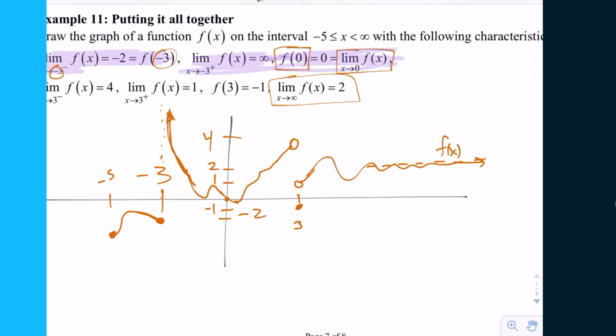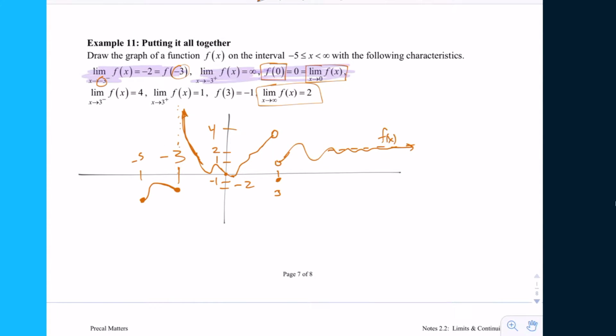Possibly. This would not be a very good multiple choice question, would it? No, this would be a grade 3 response type question. Putting it all together. All right.